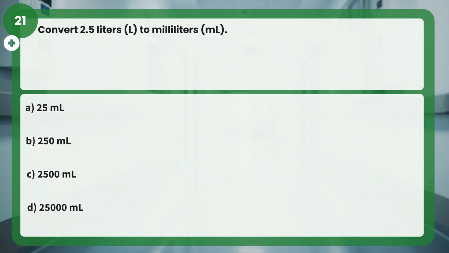Question 21. Convert 2.5 liters, L, to milliliters, mL. A. 25 milliliters. B. 250 milliliters. C. 2,500 milliliters. D. 25,000 milliliters.